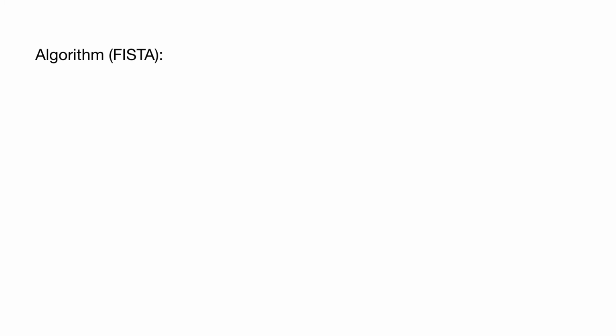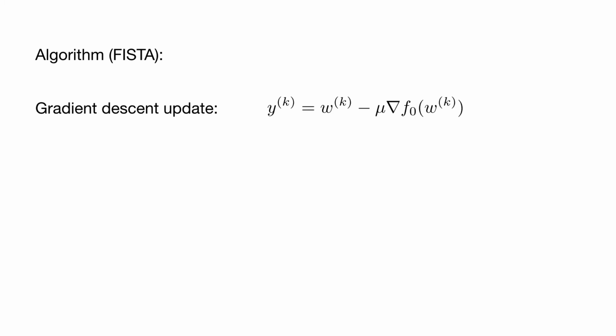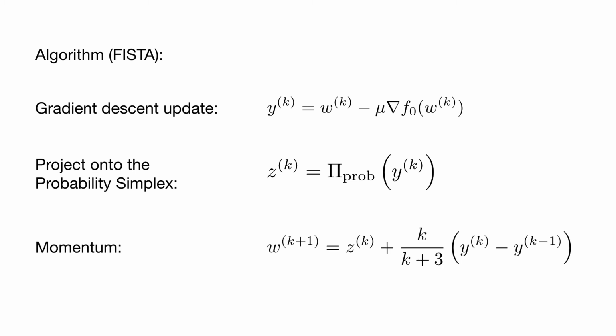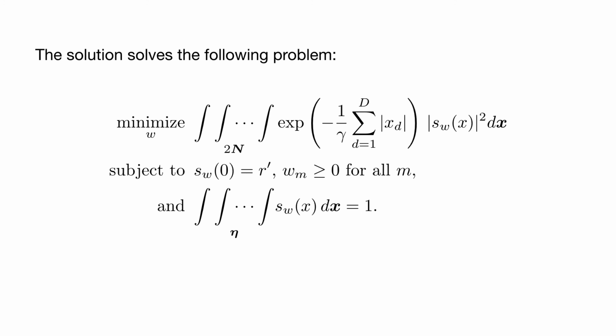Okay, so that gives us our optimization algorithm. We perform a gradient descent update, we project the result onto the probability simplex, and we use the momentum as specified by FISTA. Note that that solution solves the following optimization problem, and in this sense, the solution is optimal.